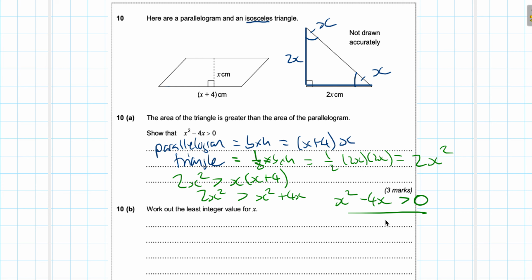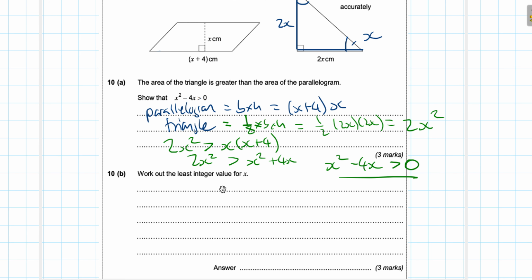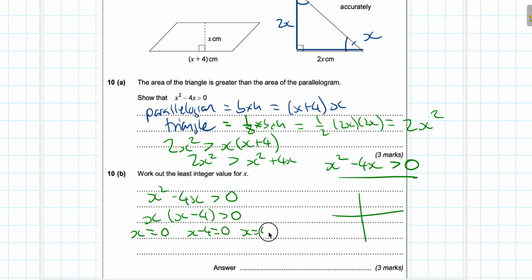For part B, work out the least integer value for x. So then from here we're going to say that x squared minus 4x is greater than 0. We're going to take out a factor of x. It's going to be x times x minus 4 is greater than 0. So from here you should always, at this point when it's an inequality with a squared term, consider drawing a graph. So here we know that x is equal to 0 and x minus 4 equals 0, so x equals 4.